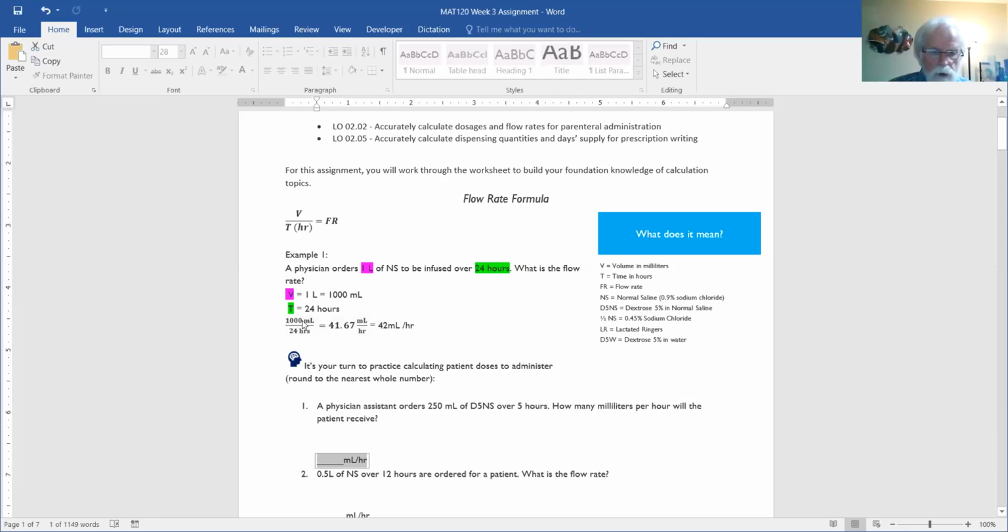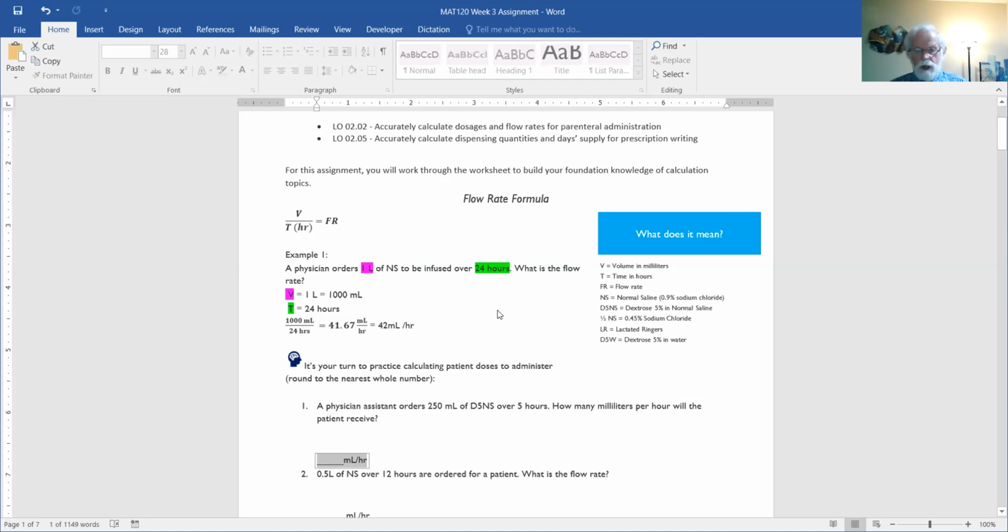Now, when we do that division, what we get is a fractional number, 41.67. These pumps cannot be set that fine. They can only be set to milliliters per hour, whole milliliters. So we round it off.